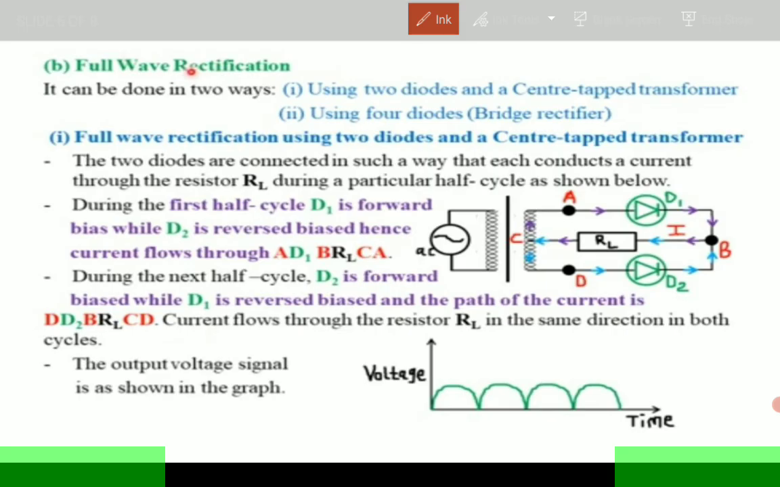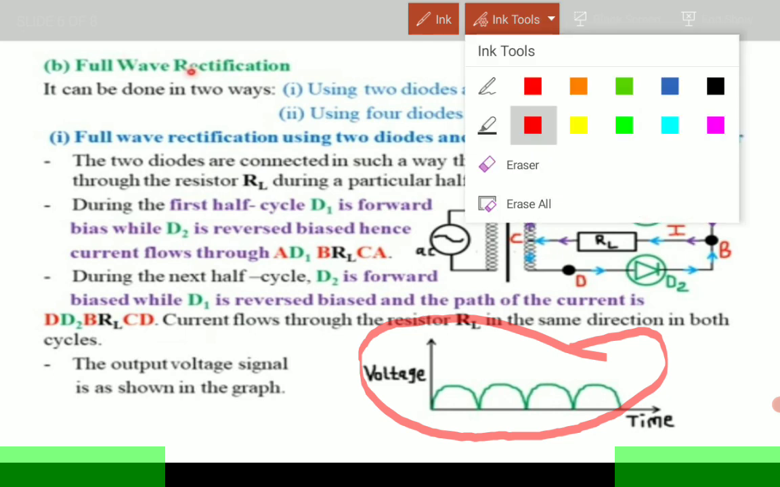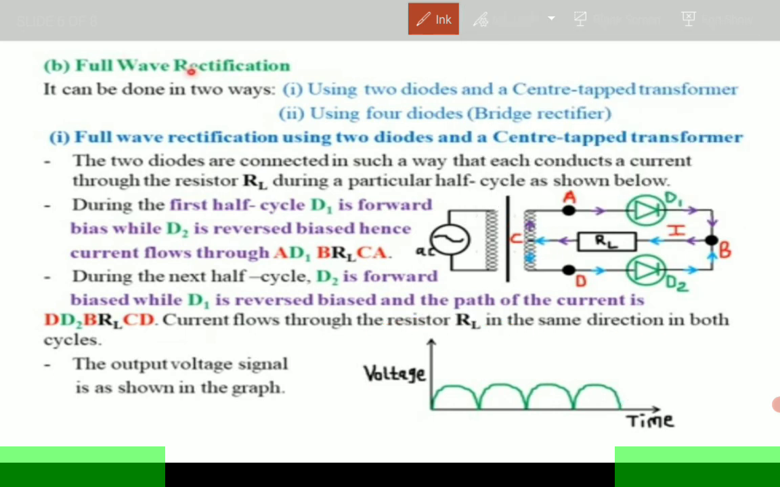Also be familiar with the wave function which is produced. They will ask you in an exam to draw a graph to show what wave function is going to be generated.